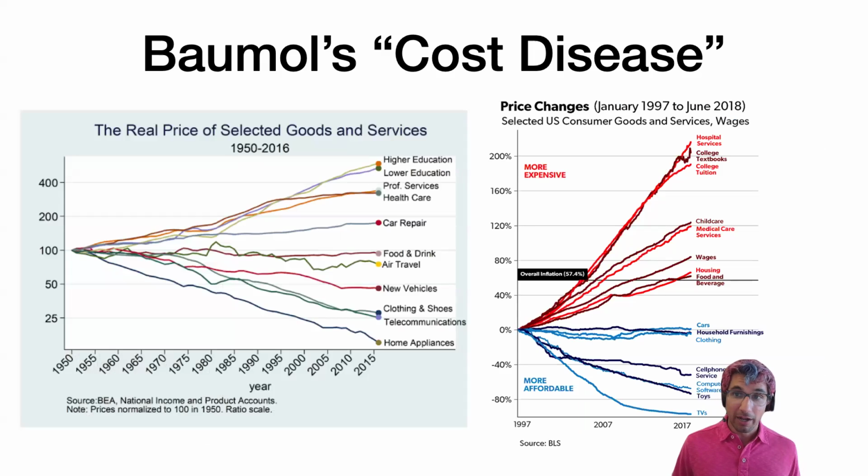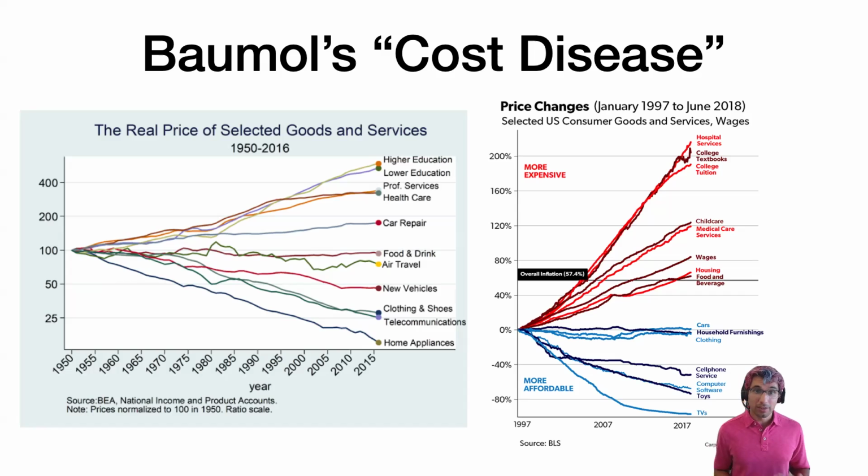But for other goods and services that are more essential than stonework or string quartets, cost disease has become a significant issue. So here I've got two different charts that are illustrating the prices of various goods and services over the past several decades. I believe both of these are in the United States. And the chart on the left is showing from 1950 to the 2010s. The chart on the right is just showing from 1997 to the 2010s.